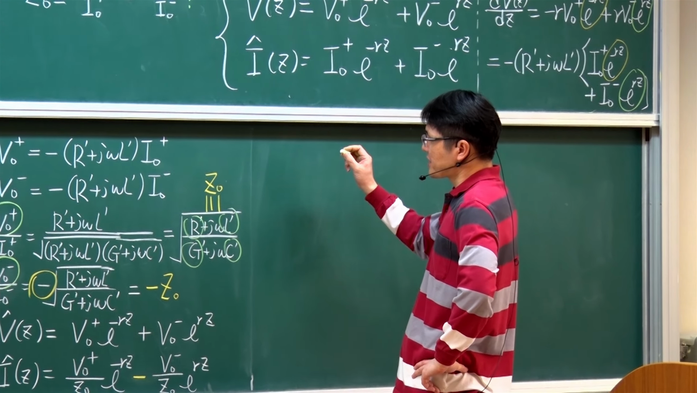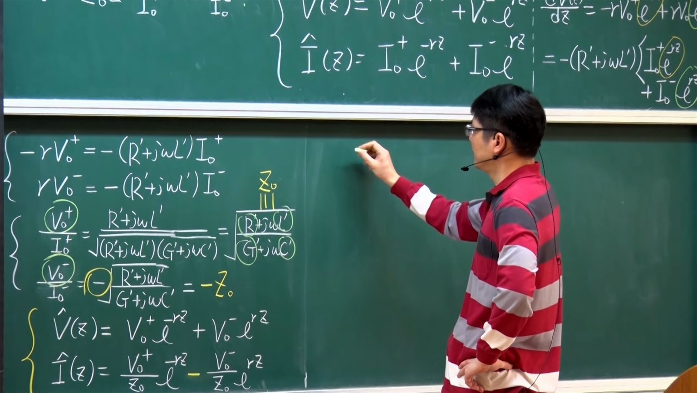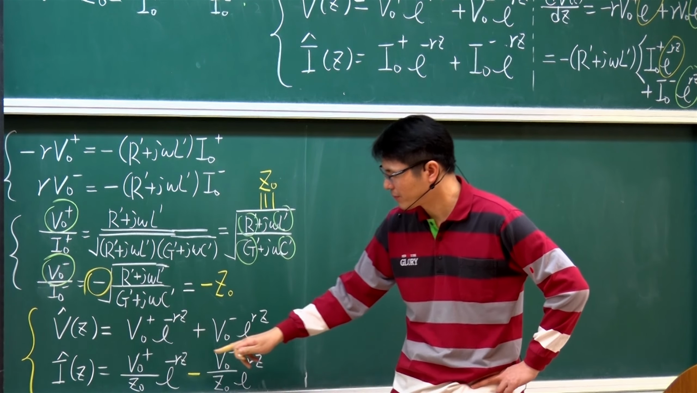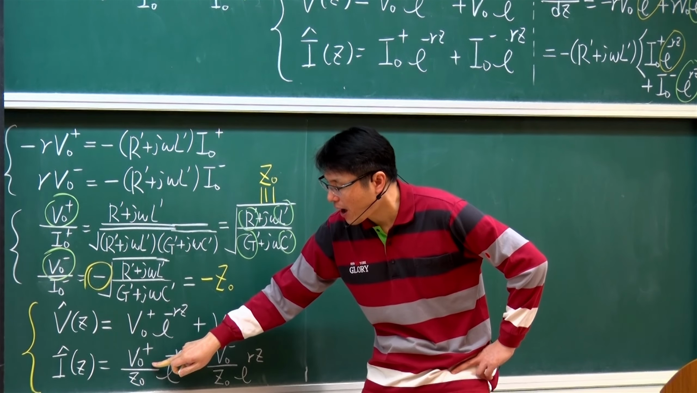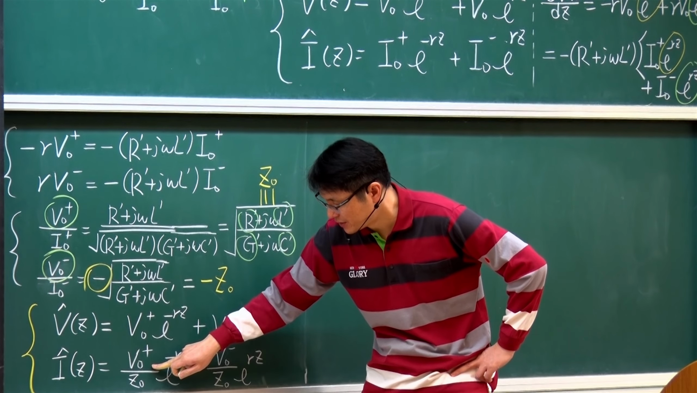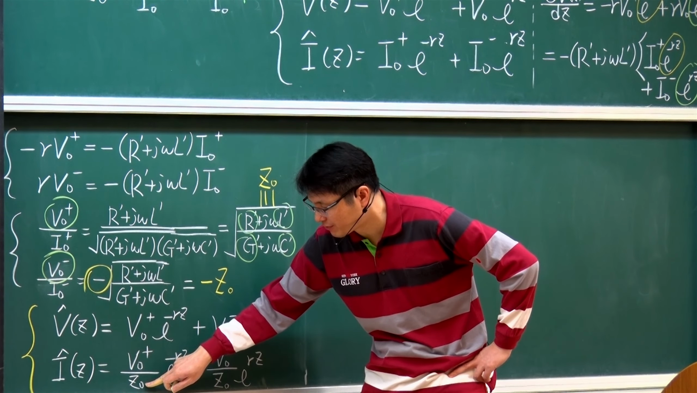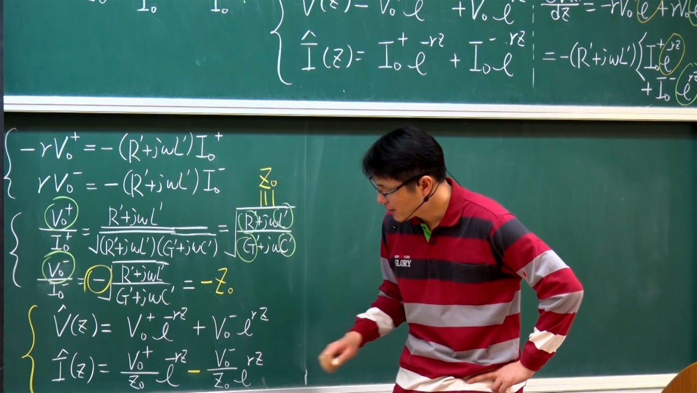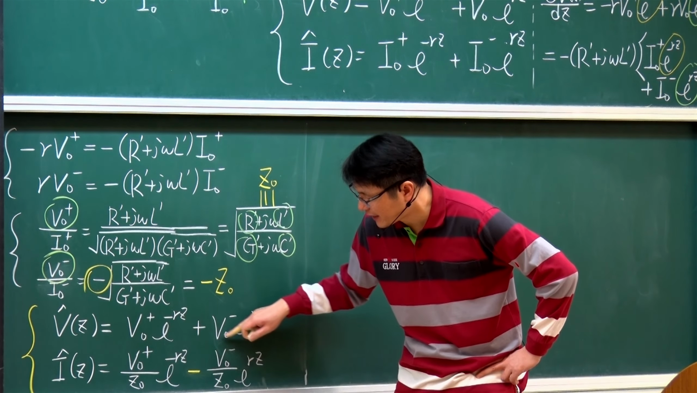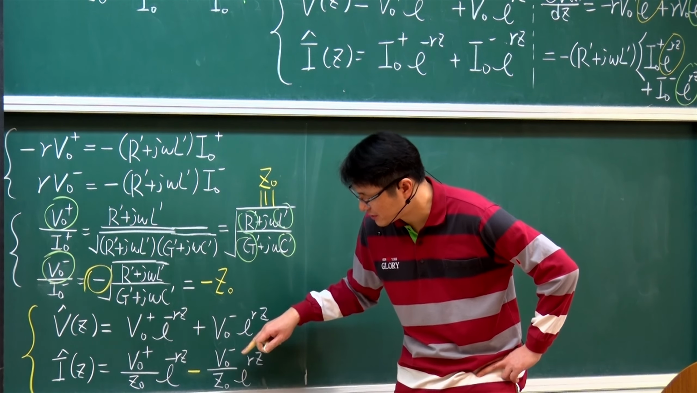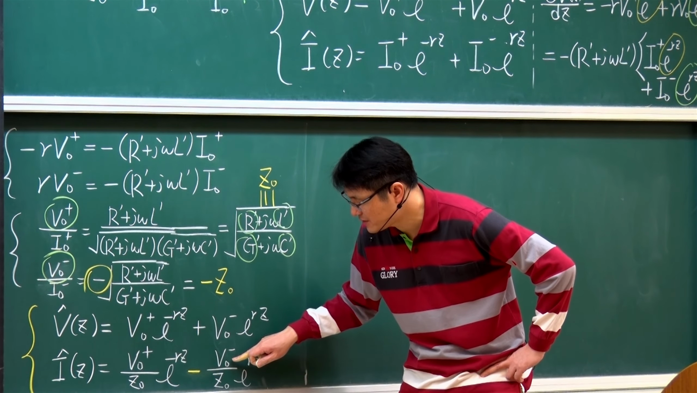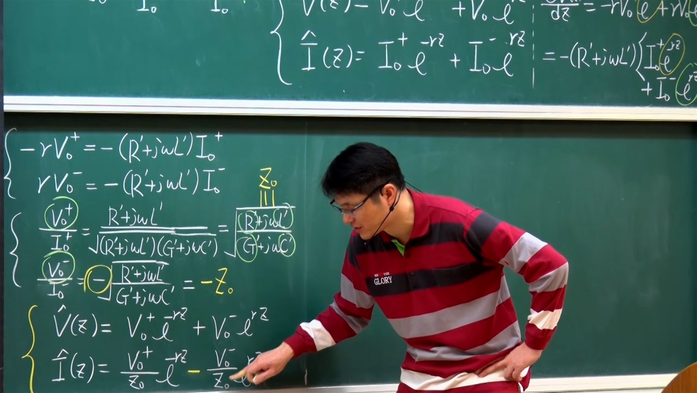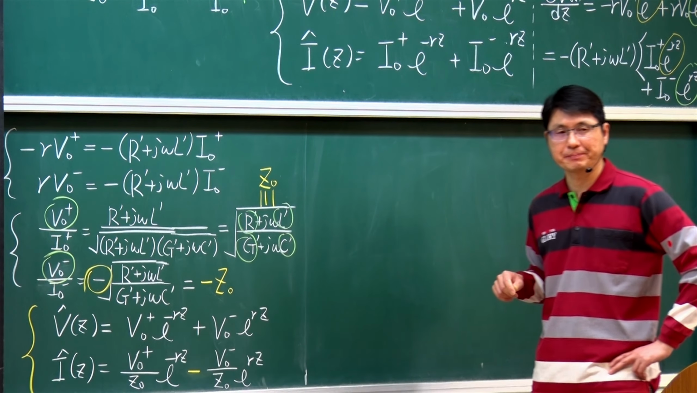So this is really saying that I0 plus is V0 plus divided by Z0. I0 minus is negative V0 minus divided by Z0.